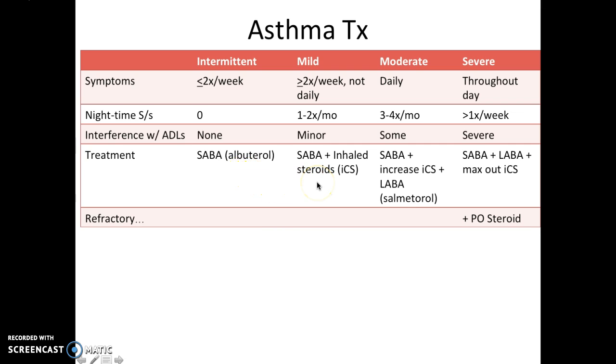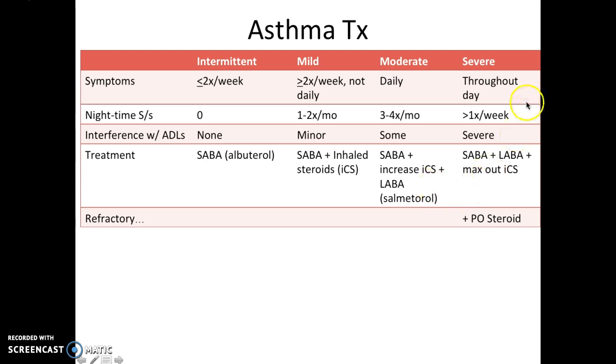When it becomes greater than 2 times a week but not daily, and there's some nighttime involvement, that's when we want to add an inhaled corticosteroid. And when it becomes a daily ordeal, this is when we want to add a long-acting beta agonist, so salmeterol. And you never want to use a LABA alone because this can actually be lethal.